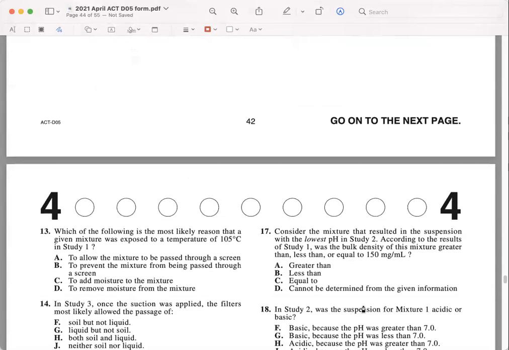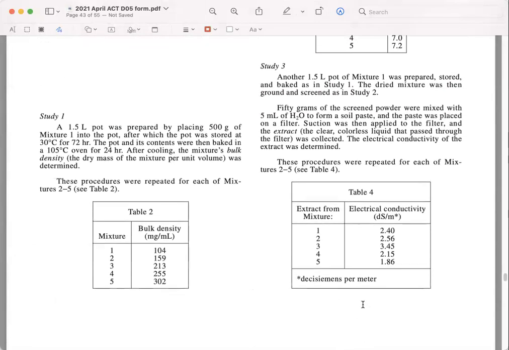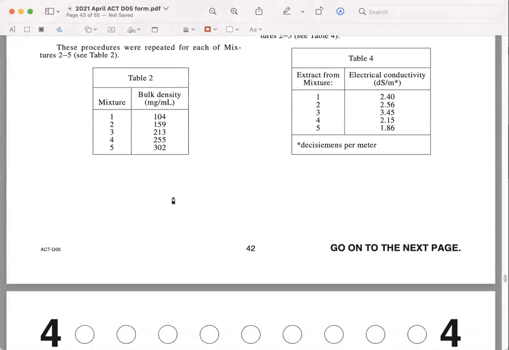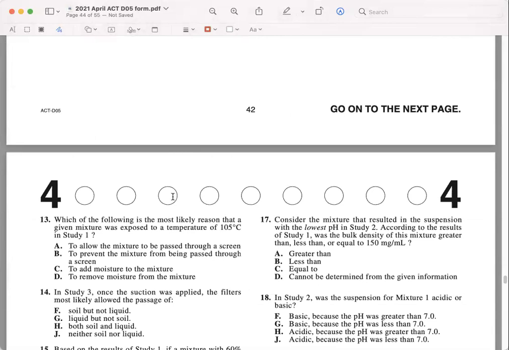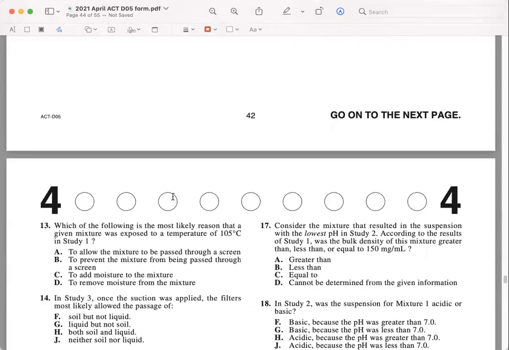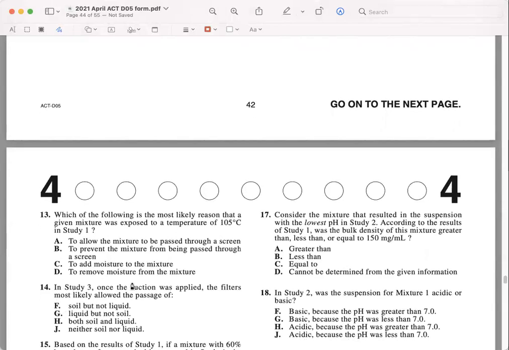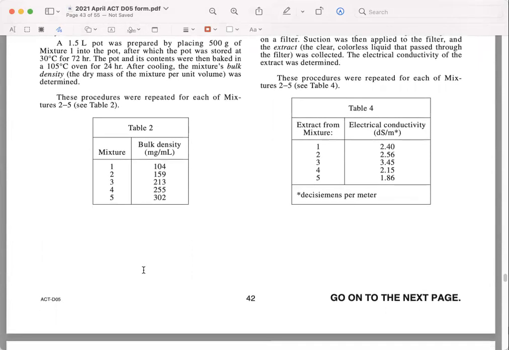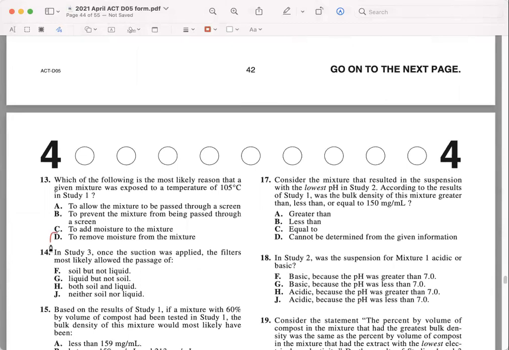Okay. Which of the following is the most likely reason that a given mixture was exposed to a temperature of 105 degrees centigrade in study 1? After which the pot was stored, the pot and its contents were then baked. Options: to allow the mixture to be passed through a screen, to prevent the mixture from being passed through a screen, to add moisture to the mixture, to remove moisture from the mixture. So obviously you're baking it so that you can find the bulk density. So you want to remove moisture, and so you're heating it to a very high temperature.